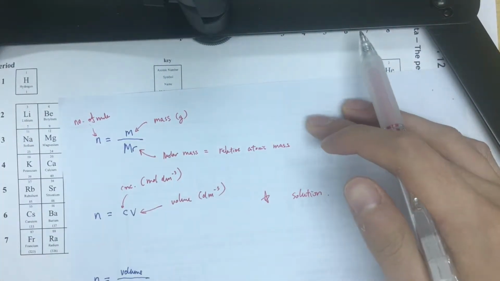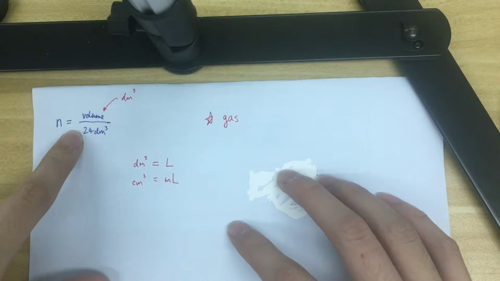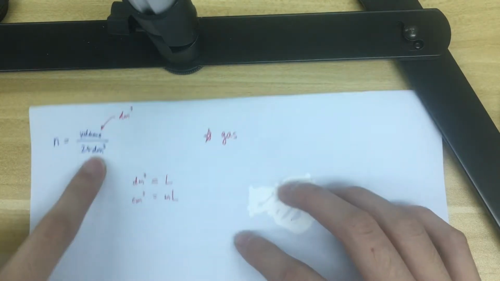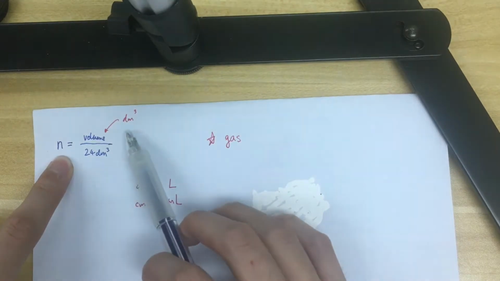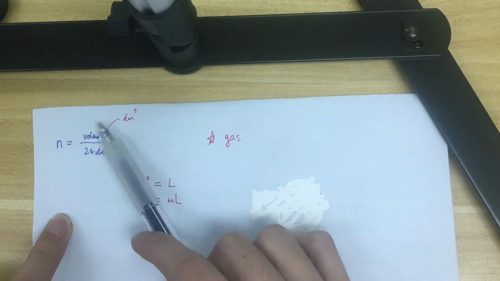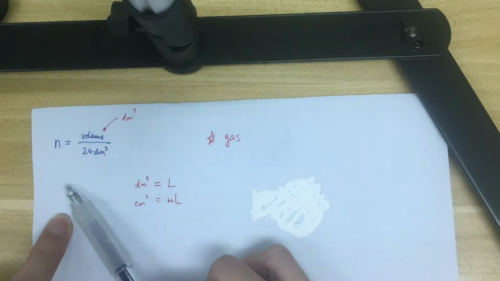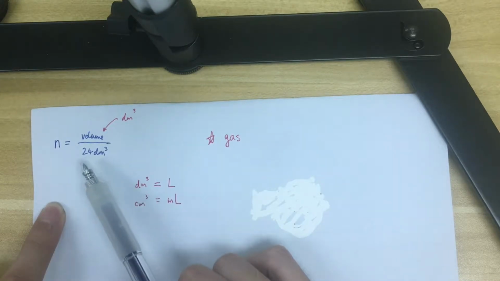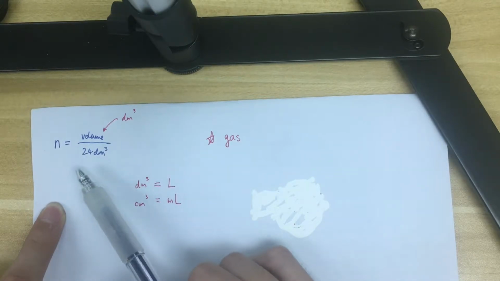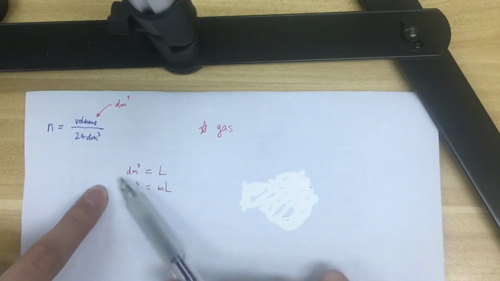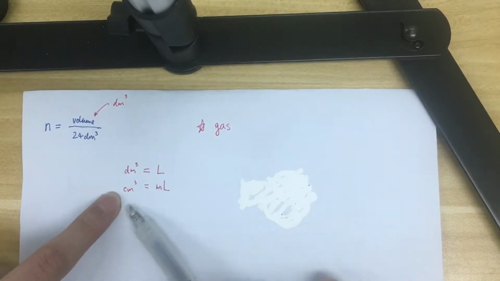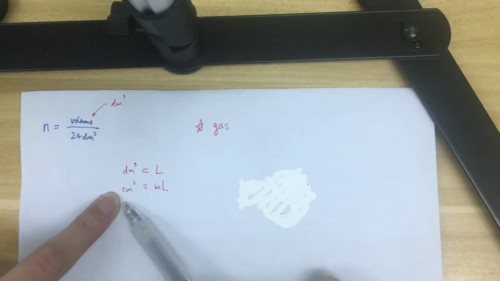The very last equation is n equals volume divided by 24 dm cubed. Volume also has to be in dm cubed to make it work. The reason is that at room temperature and pressure, every single gas occupies the same volume. No matter if it is a huge gas or a small gas, it always occupies the same volume. What does dm cubed mean? Dm cubed also means liter, really. And cm cubed, you can think of as ml.